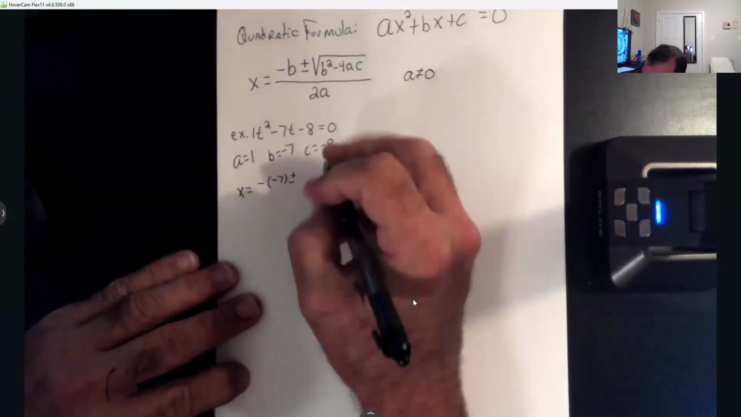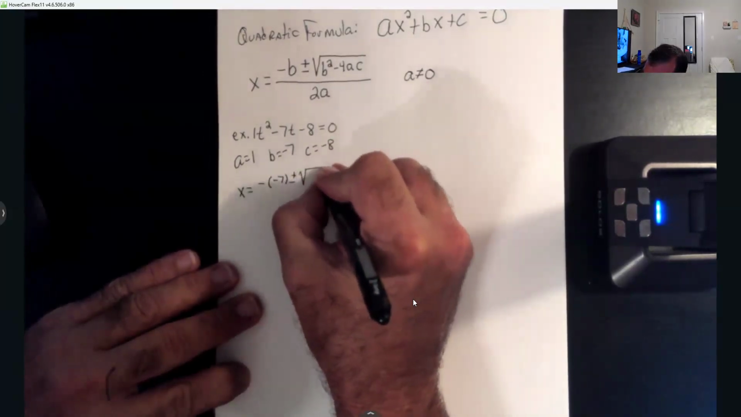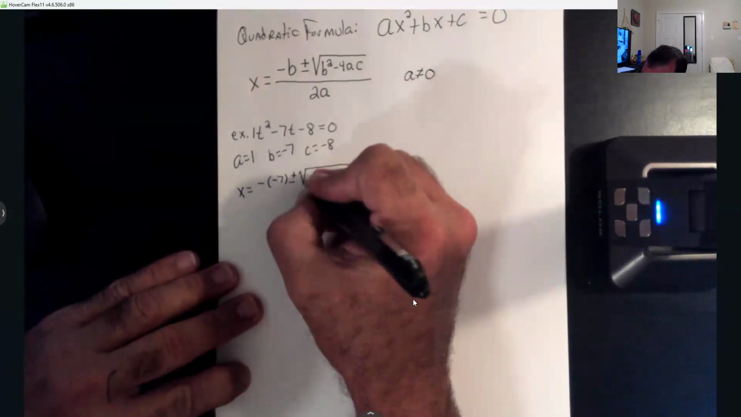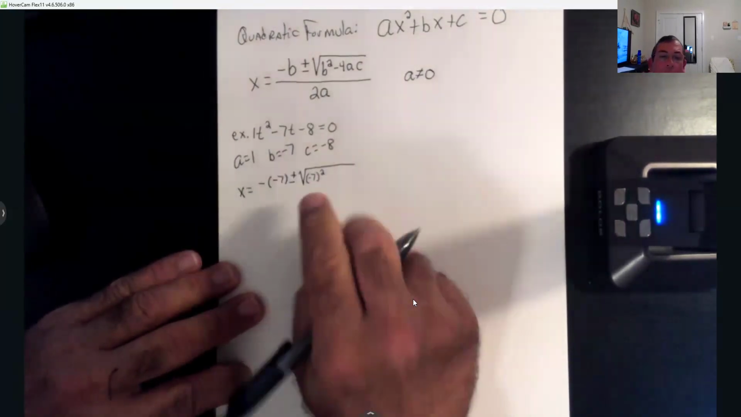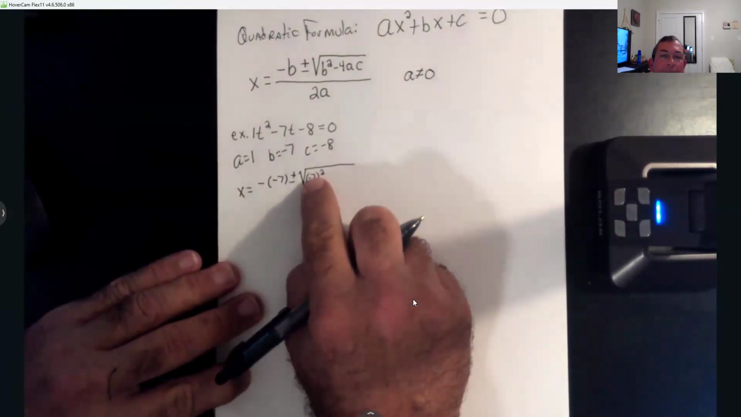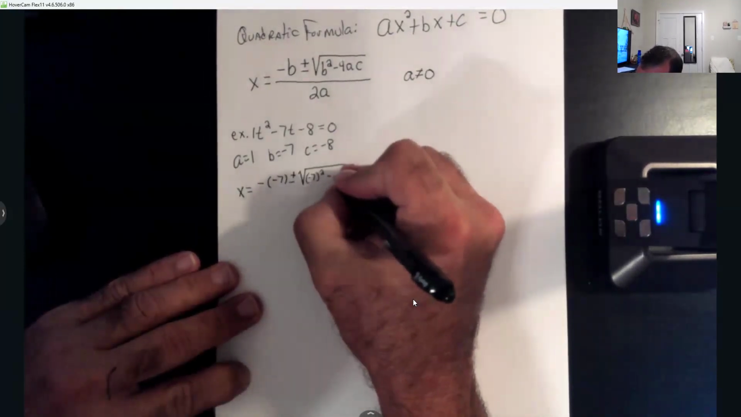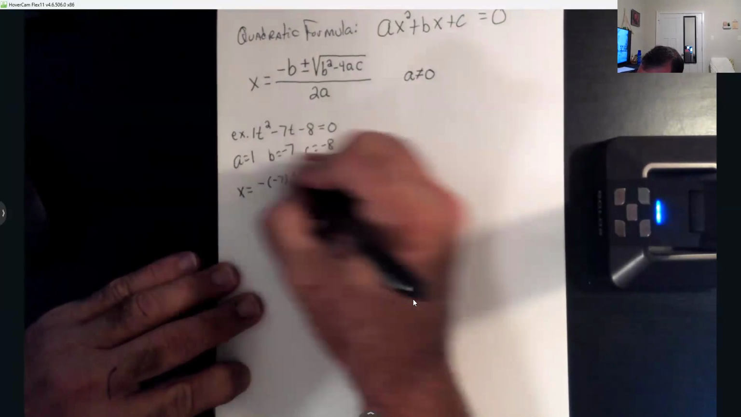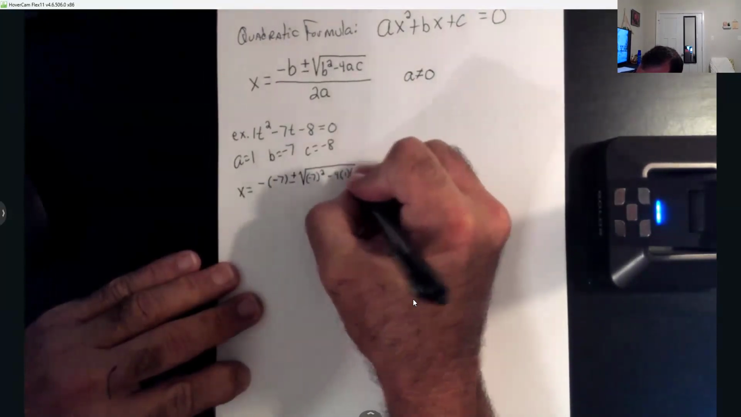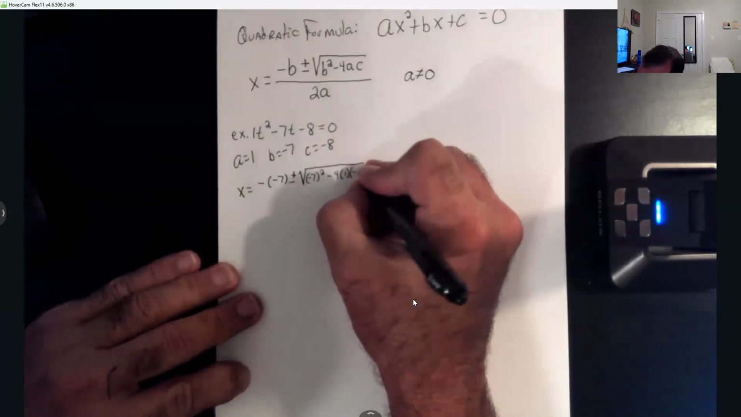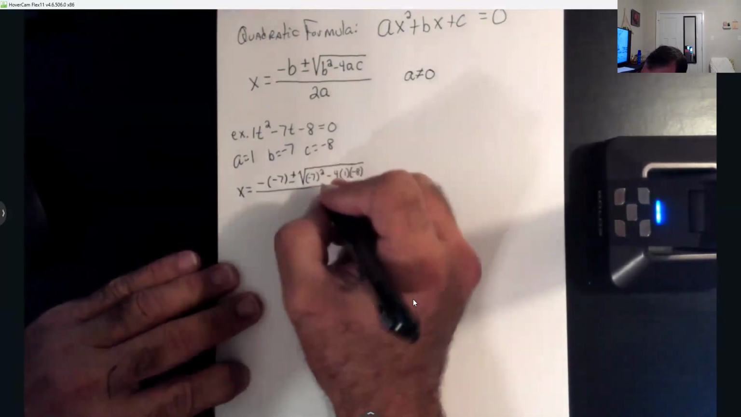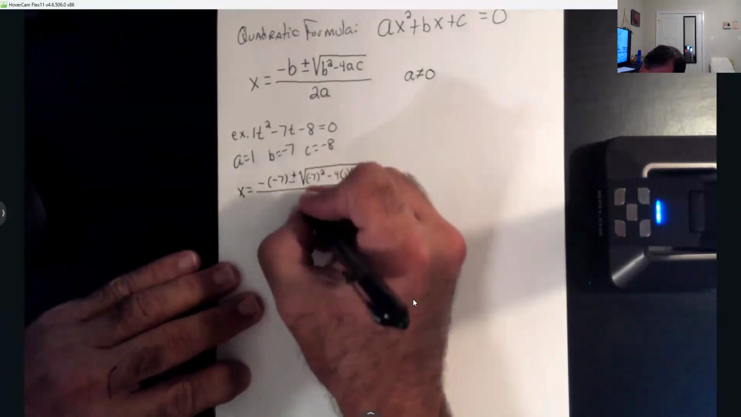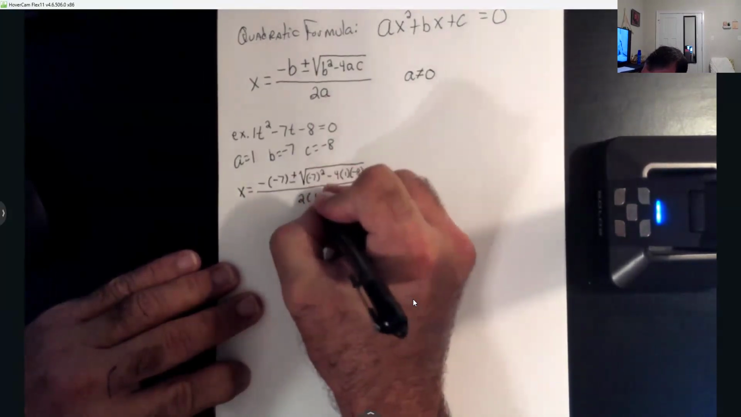All right, plus or minus the square root of b squared. So that'll be -7 squared. You always want to put negative numbers in parentheses. Minus 4 times a, which is 1, and my c, which is -8. Y'all, all of that's over 2 times my a, which is 1.